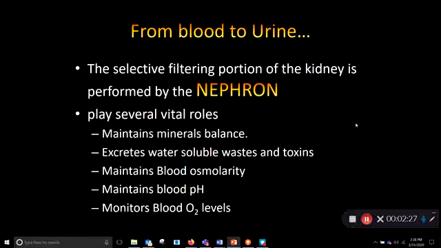But this is the part that monitors that O2 level, if you have enough oxygen. If you don't, it's the part that releases that erythropoietin and sends it out to that bone marrow and says, hey, make more hemoglobin, get it going. Make those cells, make more red blood cells.